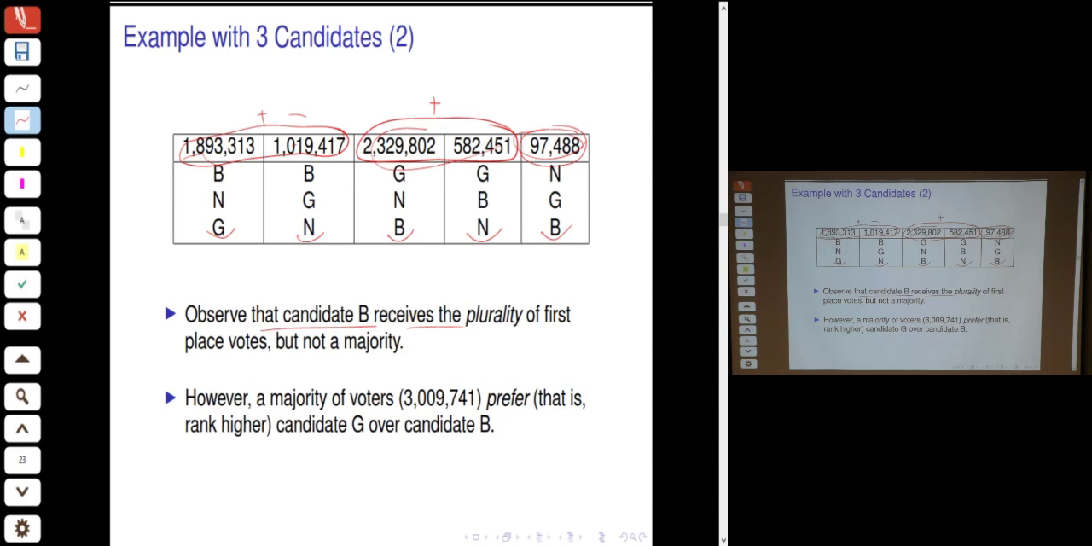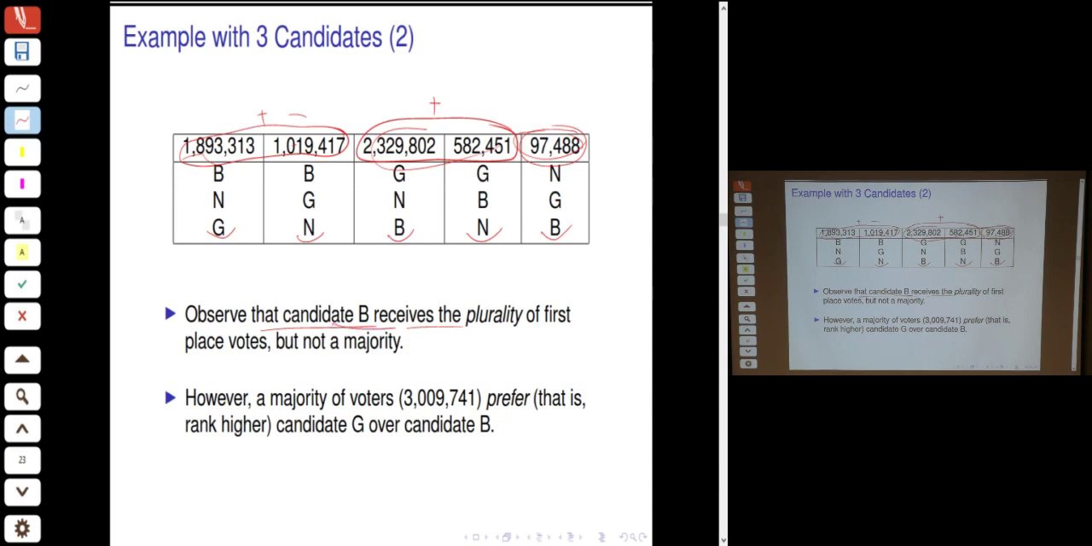So simple majority means some candidate wins more than 50% of the first place votes. Whereas plurality means that the candidate gets more first place votes than any other candidate, but not more than 50% of the total first place votes, okay? So here is an example of that.